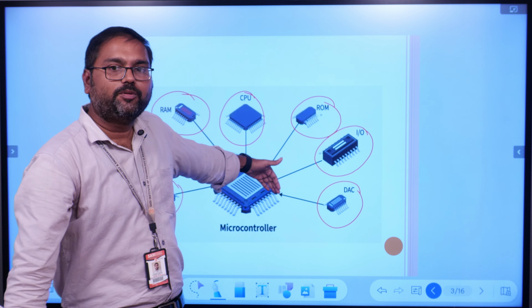And coming to the types of microcontroller, the microcontrollers are classified depending on various parameters. The first one is the bits, that is, how many bits are used. Here we have the 8-bit microcontroller, 16-bit microcontroller and 32-bit microcontroller. This is the number of bits that can be processed by the microcontroller.